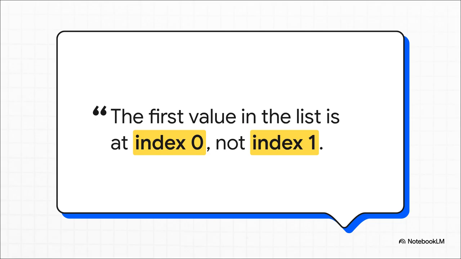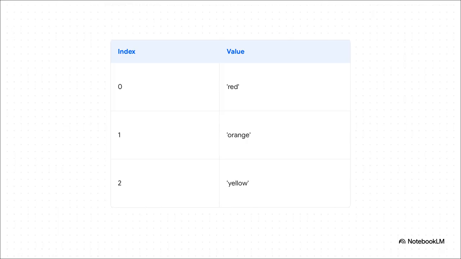Okay, everybody listen up, because this is probably the single most important rule about lists, and it trips up almost every single new programmer. In Python and a lot of other languages, we start counting from 0. That means the first item isn't at position 1, it's at position 0. Let's make this crystal clear. The easiest way to think of this is that the index is the address for each value. So the address for red is 0, the address for orange is 1, and the address for yellow is 2. Once you get your head wrapped around starting with 0, you'll never be confused again, I promise.